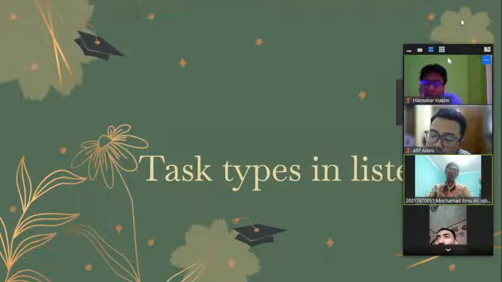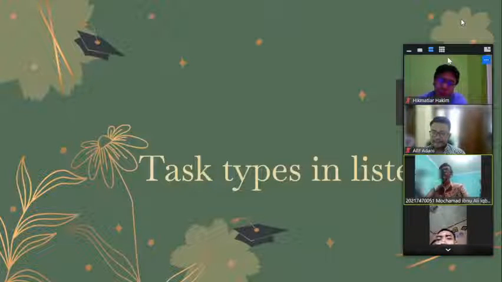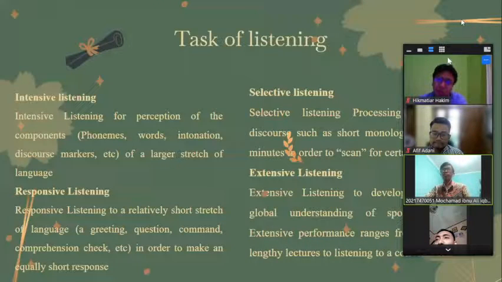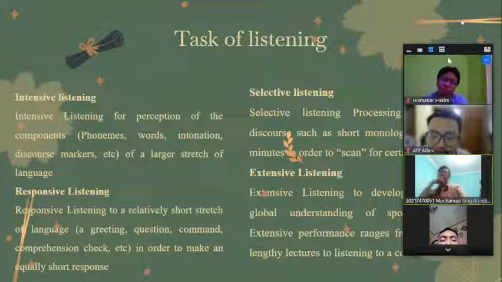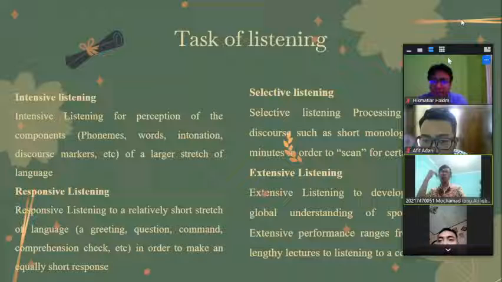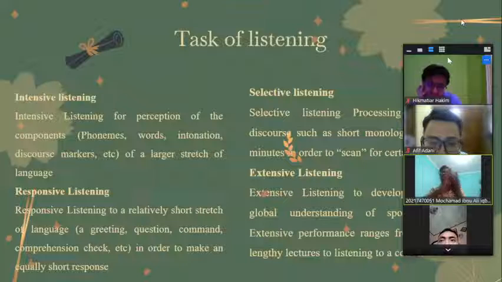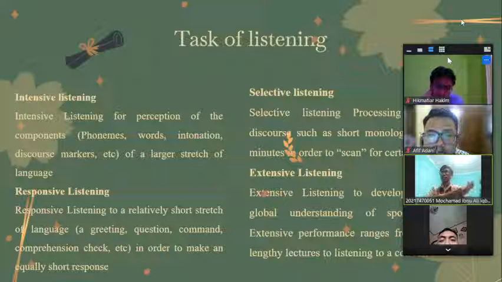On the next slide, I will explain about the task type in listening. Well, next slide. I will explain more specific details about intensive listening in the second or third slide. Intensive listening is for perception of the components, phonemes, words, intonation, discourse markers, etc. of a larger stretch of language.